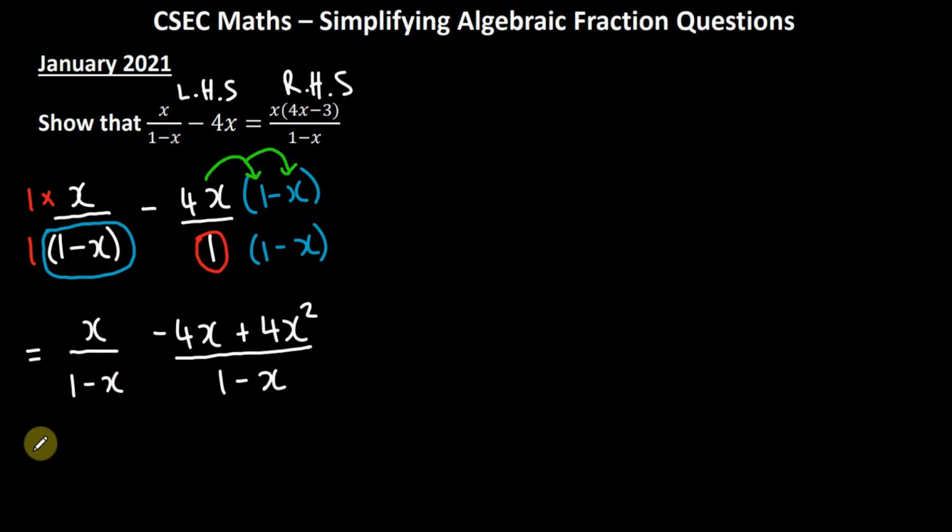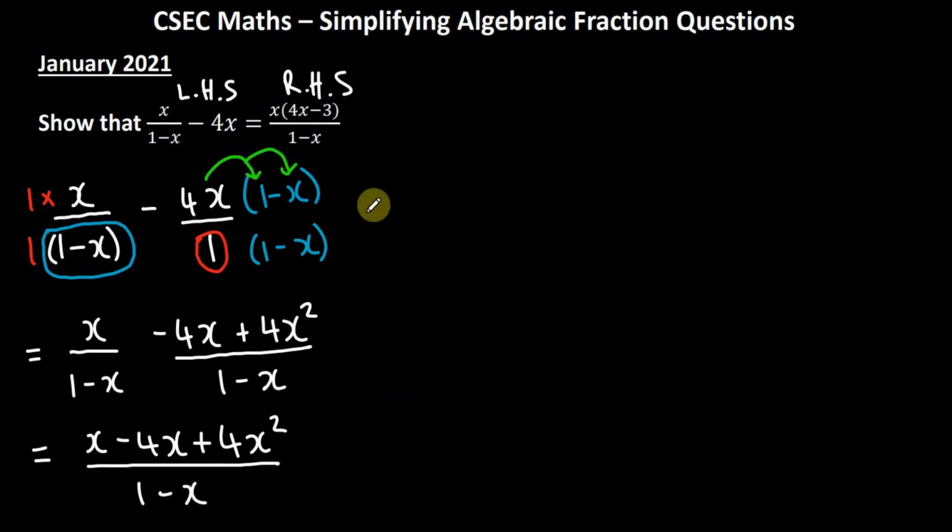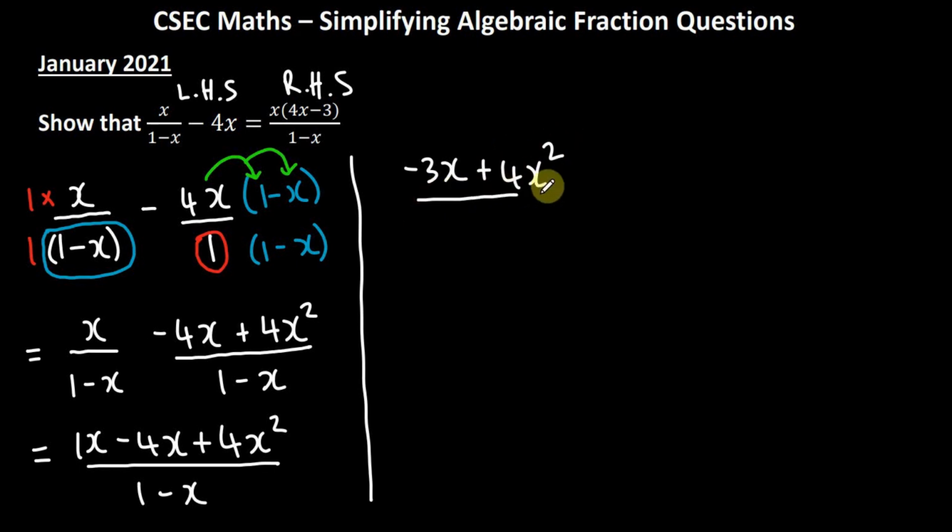And what I'll do next is to combine both fractions here since they both share the same denominator of 1 minus x. So we'll have the like terms. They are already grouped together, so there's no need to group them any further. So it's x minus 4x plus 4x squared divided by the common denominator, which is 1 minus x. And I'll now continue on this side. Now 1x minus 4x will give us minus 3x. And we still have this plus 4x squared here, all divided by 1 minus x, the denominator here.